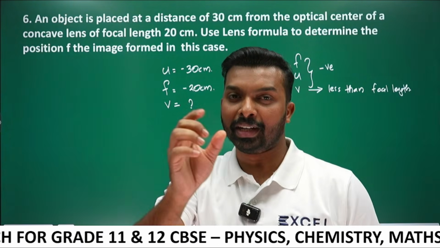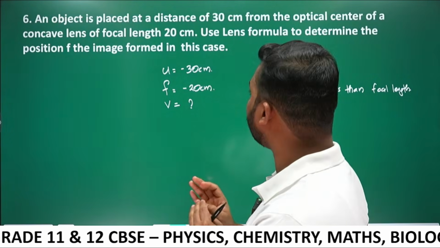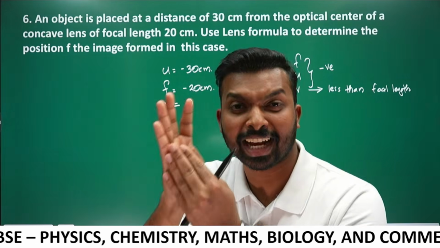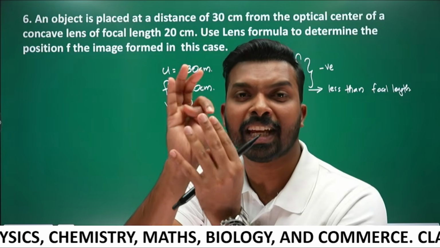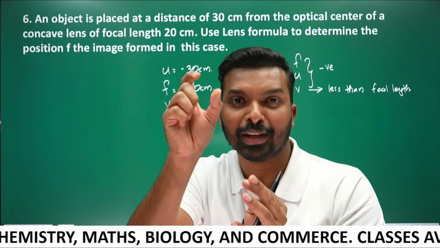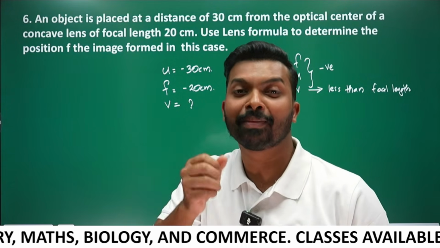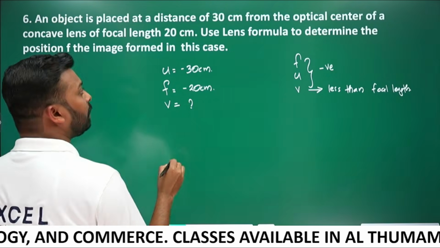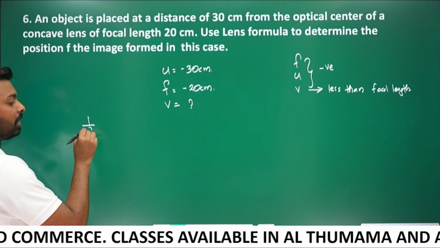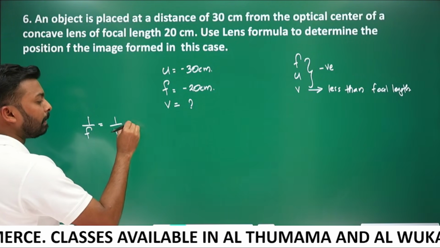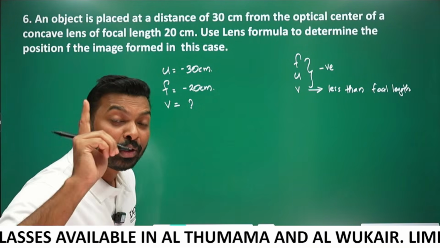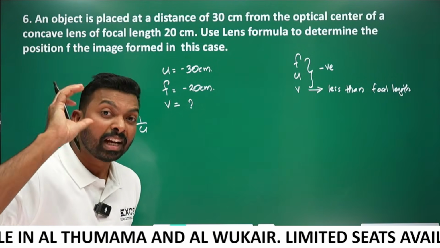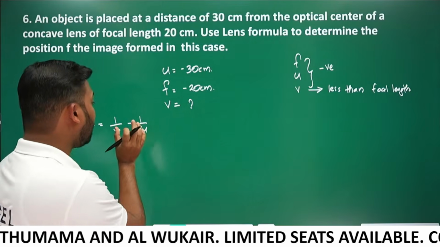That is my prediction. Before we find the answer, we have some guess. The answer has to be negative, ranging between 0 and 20. Let's check whether it comes out the right way. What equation do you have to use? 1 by F is equal to 1 by V minus 1 by U. Be careful. Don't make mistakes with the lens formula and mirror formula. You always get confused with this. So don't make any mistakes here.